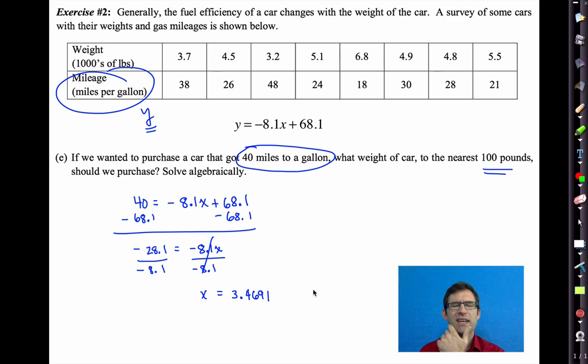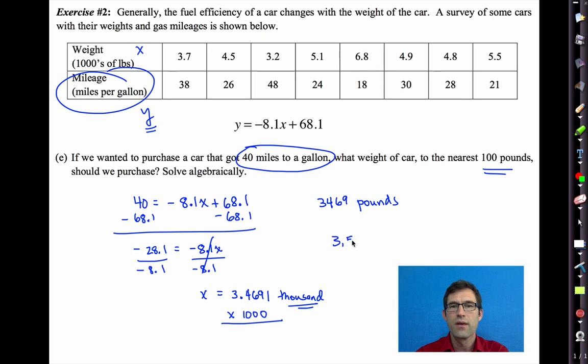Well, that's a little bit odd. I need to buy a car that weighs 3.5 pounds? Wait a second. Look back. No. That's x, right? That's 3.46 thousand pounds. So if I actually want to know the actual weight, if I multiply that by 1,000, I'll get 3,469 pounds. And I need to round that to the nearest 100 pounds. So that's going to be 3,500, and now I'll just use my nice little abbreviation for pounds, which makes no sense, LBS.